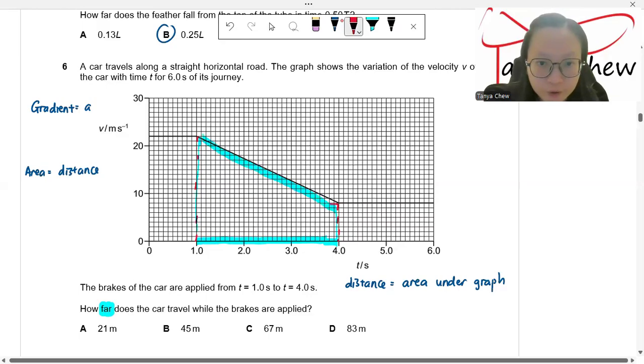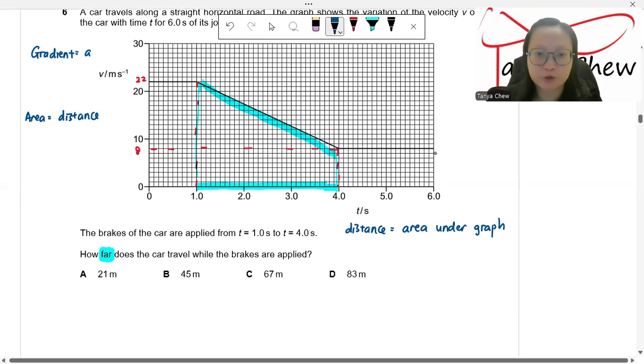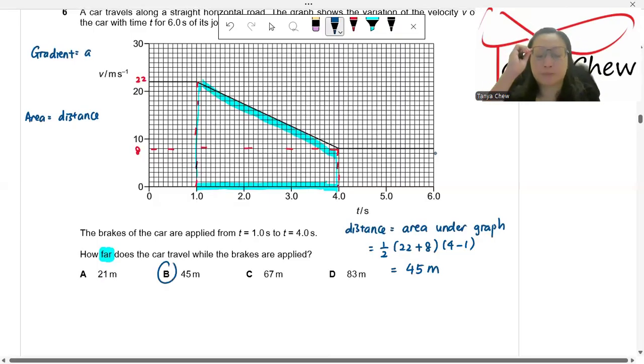So I'm going to get a value here first. This value is 8. And then the value here, 20, 21, 22. So, okay, the distance is the area of the trapezium. Area of trapezium is half, a plus b, 22 plus 8, times the full length, 4 minus 1. Have to be extra careful when you do it. You're supposed to get 45 meters. B is the answer.